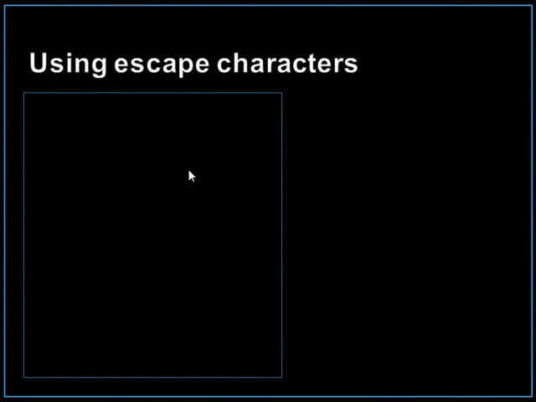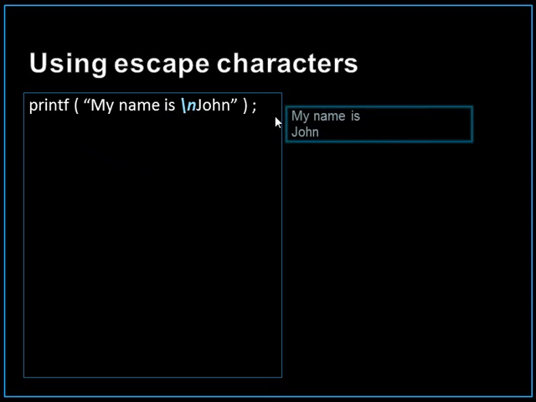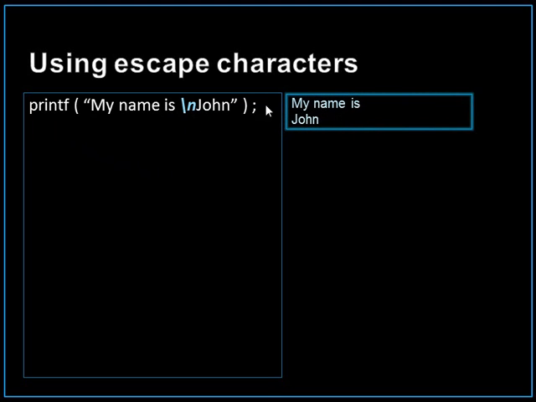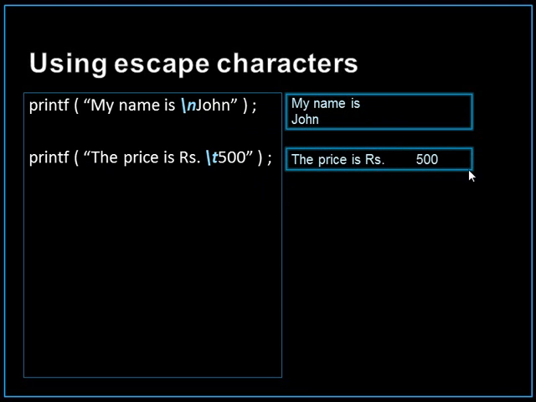Now how do you use escape sequences, escape characters? So let's say you have printf, my name is John, and before John you have \n. Now how it will be printed, the output is as shown: my name is, and once it encounters a \n, it goes to a new line. So new line and then John. Let's take another example. Printf, the price is \t 500. Now \t is a tab character. So you guessed it correctly that there is a tab space wherever it finds \t.